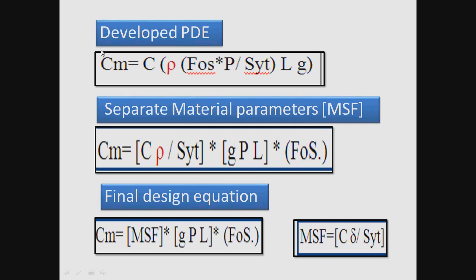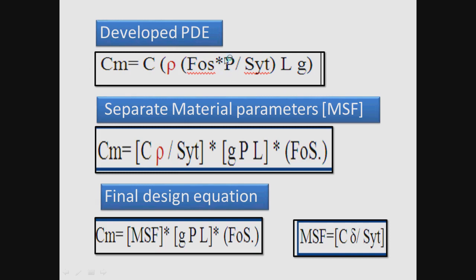So this is the equation we got from the previous slide. What are the material properties in this equation? The parameters related to the material are the rate of the material, its density, and the strength of the material. The other things do not depend on the material. FOS does not depend on the material.